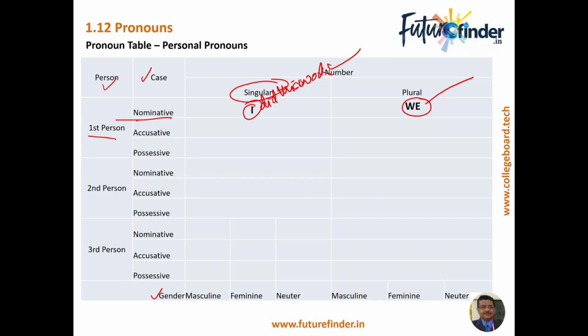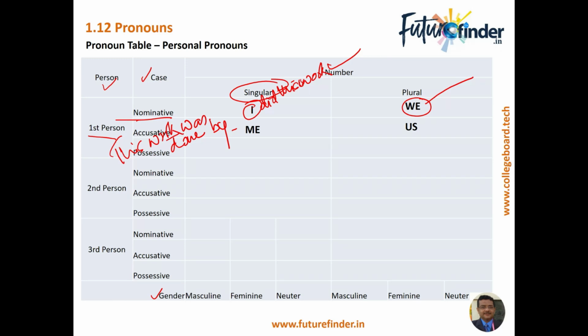What about the accusative case? When I say that this work was done by whom? By me. So this work was done by me. This is the accusative case, and obviously if there are two of us who have done it, this work was done by us.